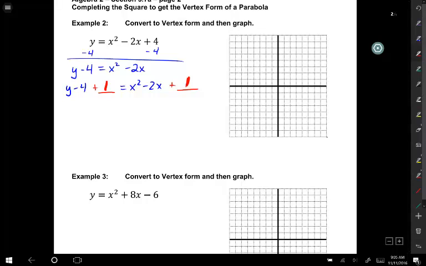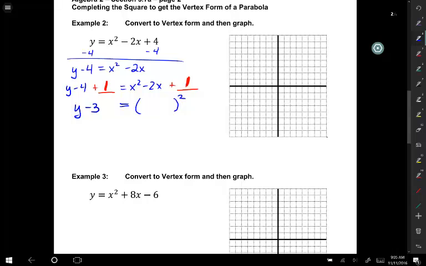All right, so let's simplify now. Y minus 3 equals something squared. Because remember, our goal is vertex form. And vertex form is something squared in parentheses. So to get that something squared, what squared is x squared? X. What squared is 1? 1.